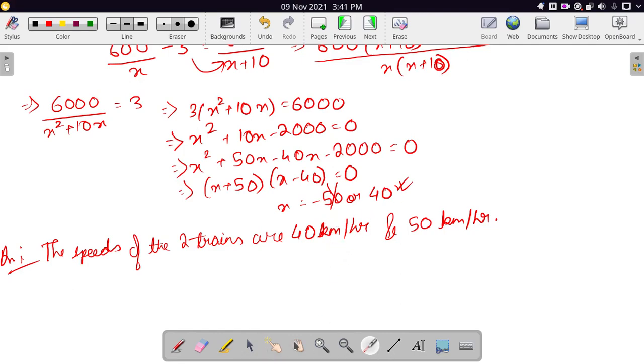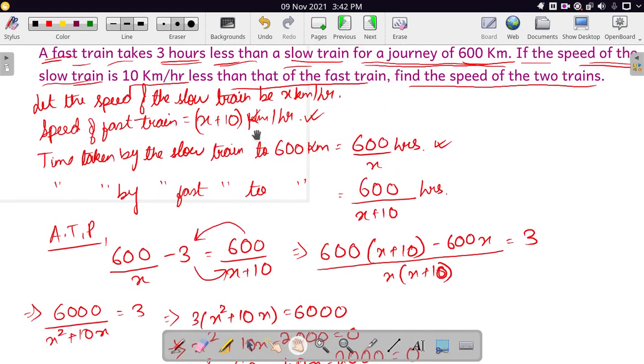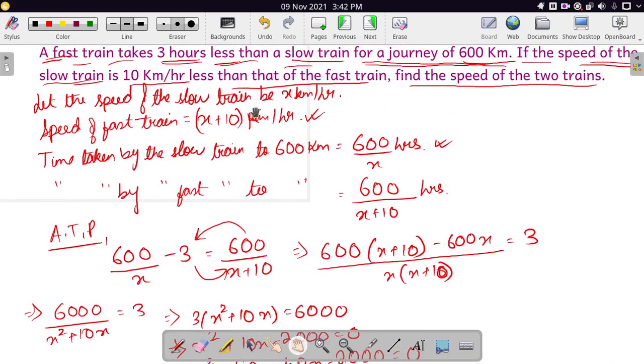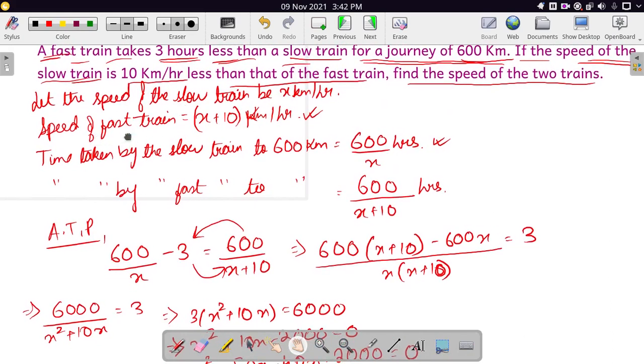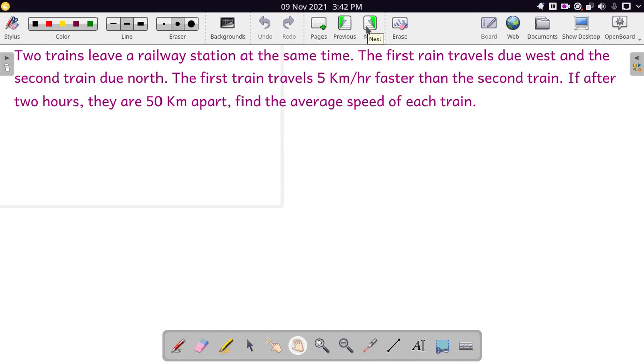From here. One second. Here, see, the speed of the fast train is x plus 10. x came out to be 40, the speed of the slow train, and the speed of the fast train is x plus 10. So 40 plus 10, 50 km per hour. So this question is done. Let us now move on to the next question. The next question says two trains leave a railway station.